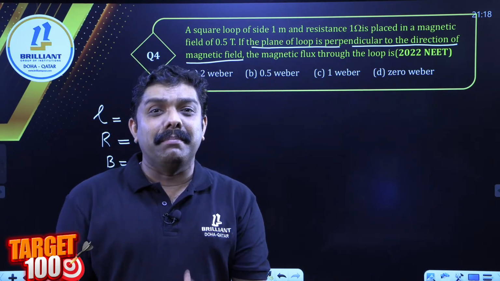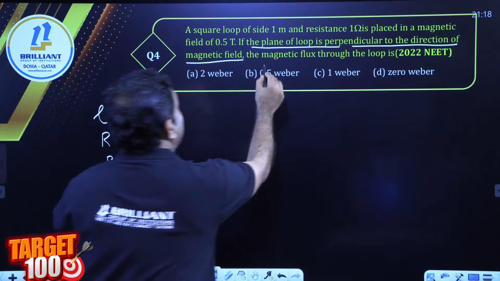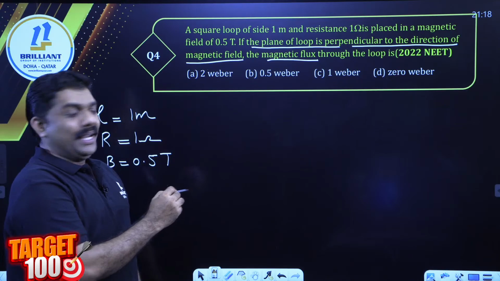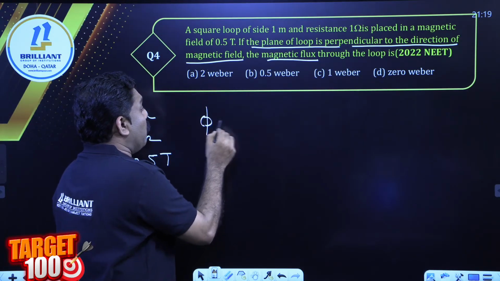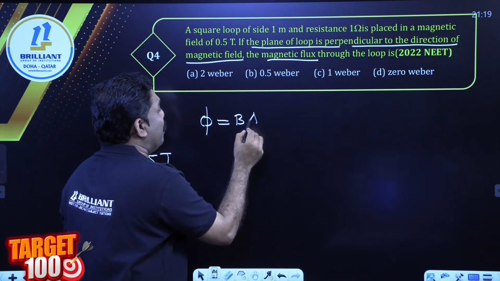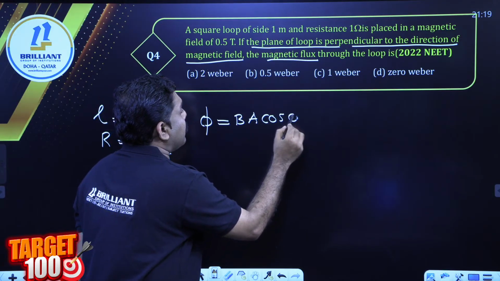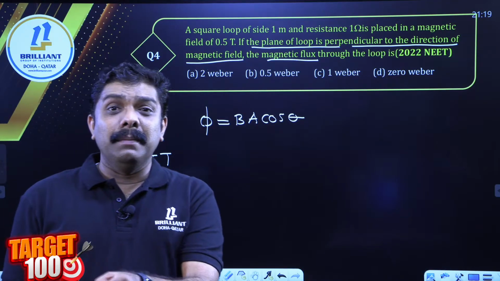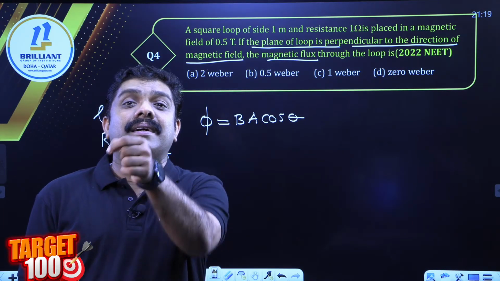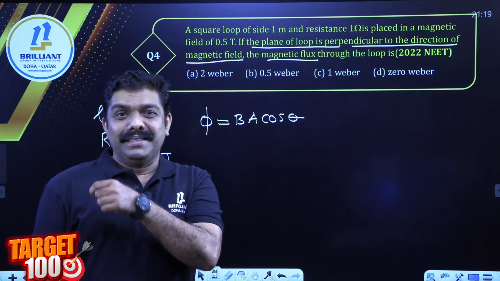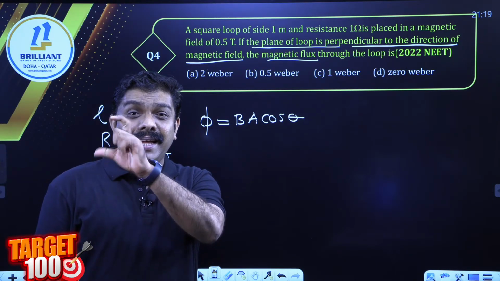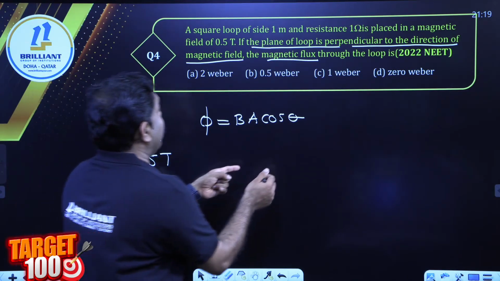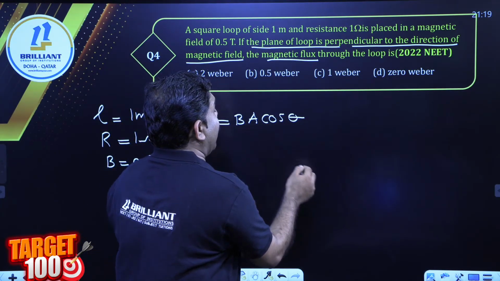What does it mean? They are asking magnetic flux. So what is the equation for magnetic flux? Magnetic flux formula phi is equal to BA cos theta. So what is theta? Theta is the angle between area vector and magnetic field. So here, how can we find that angle now?